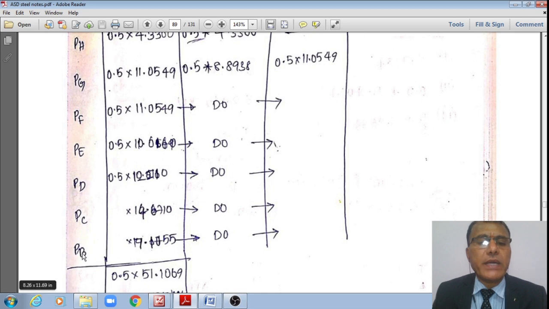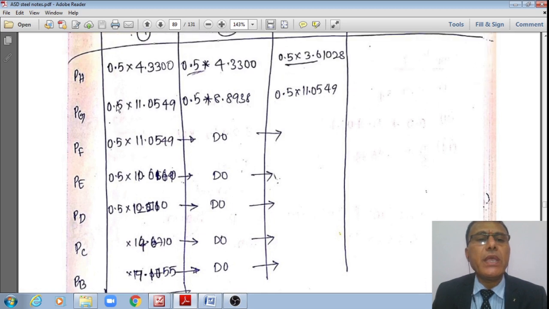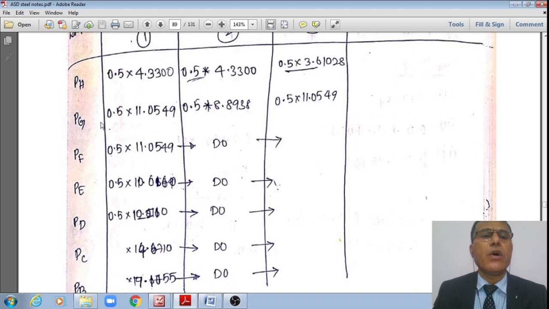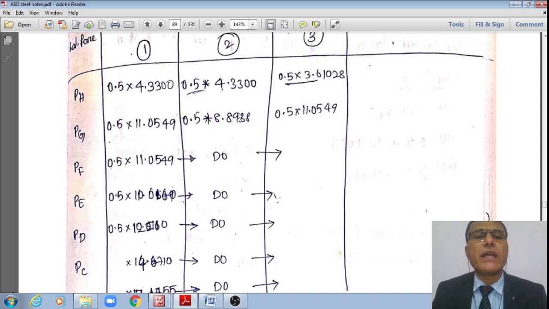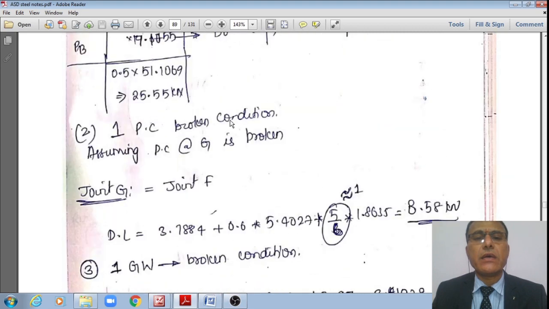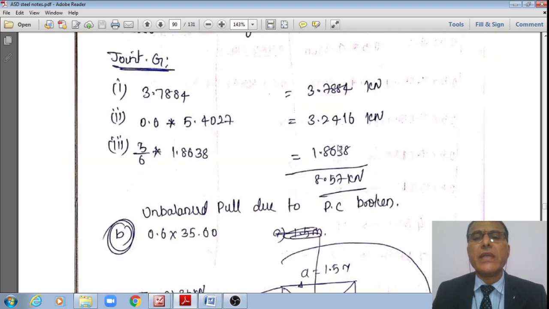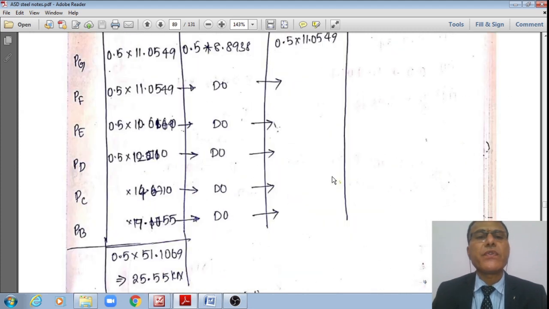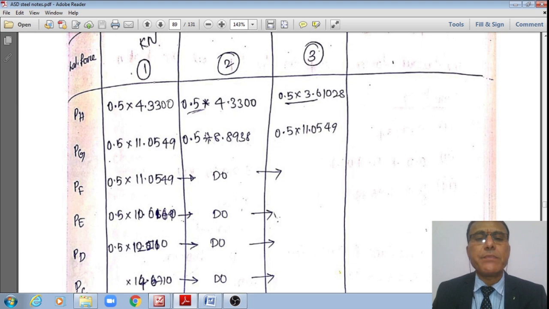However, when the topmost power conductor is broken at joint B to joint F, there is no change in the lateral forces on the members, right? That is how same do, right? Same 7.1055, same do up to this F, 11.0549. However, at G we already calculated just now like this, right? 8.57. That now I'll recall. Therefore, there is that 8.57, right?